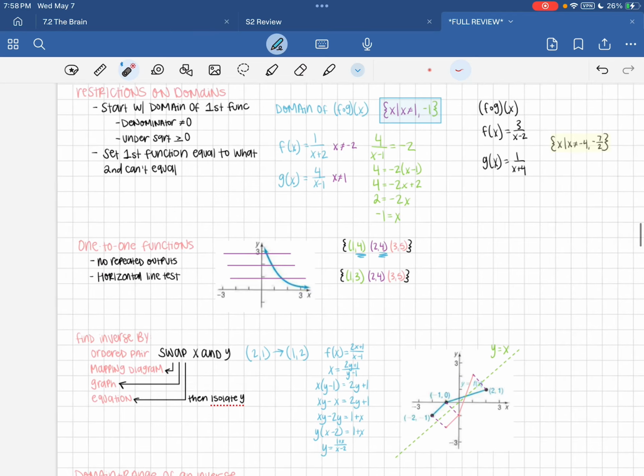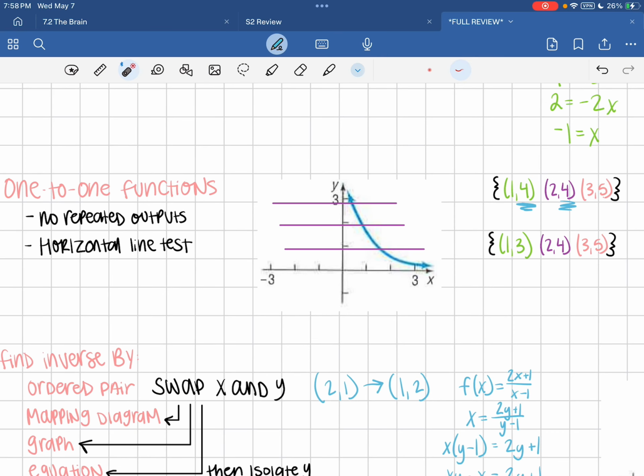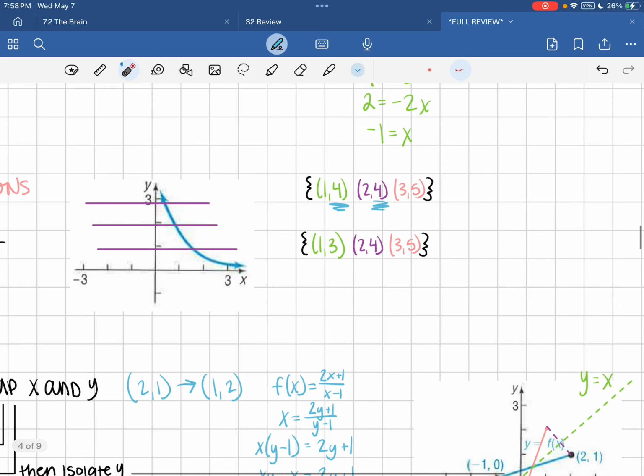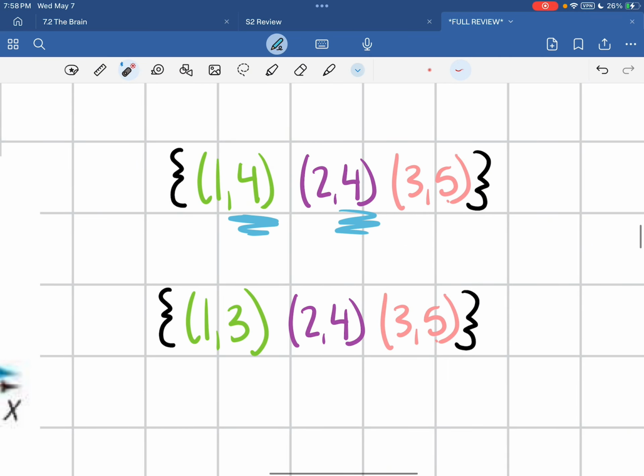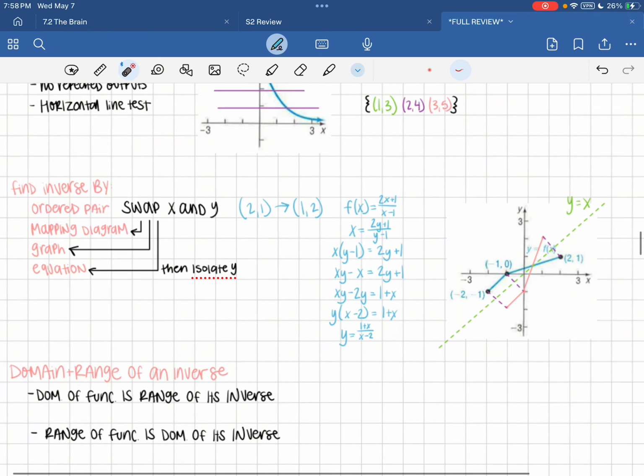Okay, the next thing was one-to-one functions. So basically just no repeated outputs, and you just do the horizontal line test. So all of those only have one output. It only hits one line. And then if you just get given a set of ordered pairs, then you have to make sure that there's no repeated y values. So in this case, the 4 is repeated, but in this case, none of them are repeated. The next thing was finding inverses.